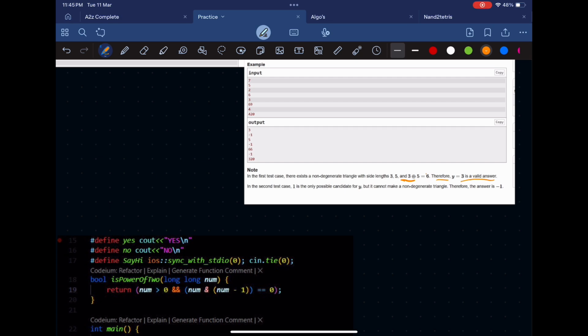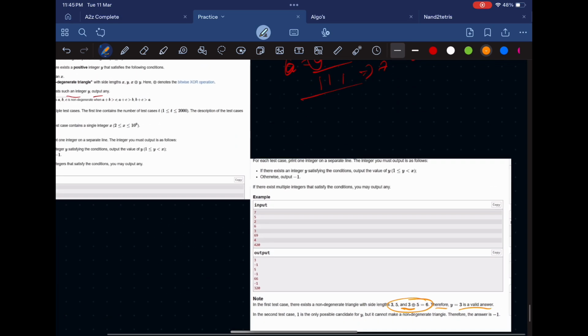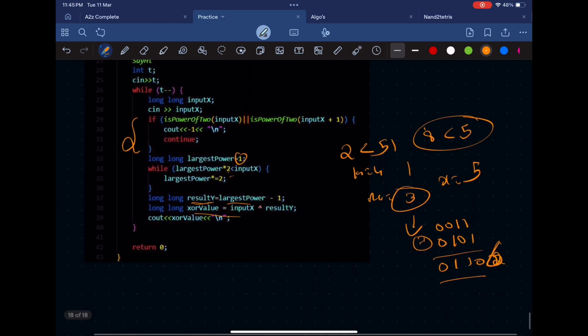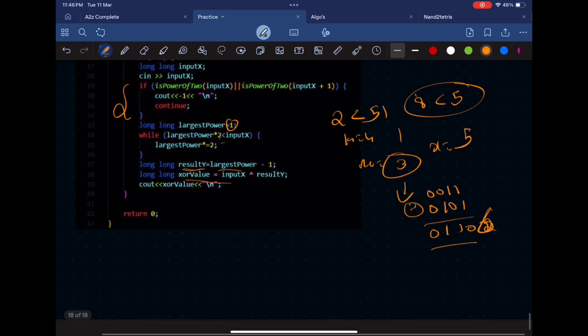So it follows the identity. If it follows the identity, we will just return the value. Similarly, you can do this for 2. As you know, this is a power of 2, so it will definitely return -1. You can do this for 6 as well, something like that. So this is the logic we are going to follow.